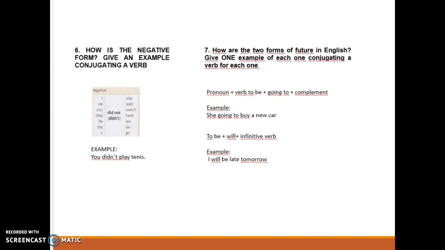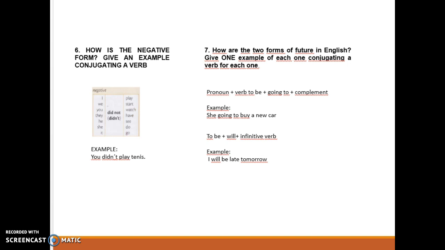Number 6. How is the negative form? Give an example conjugating a verb. The negative form is didn't or did not, and the verb in infinitive. Example: You didn't play tennis.